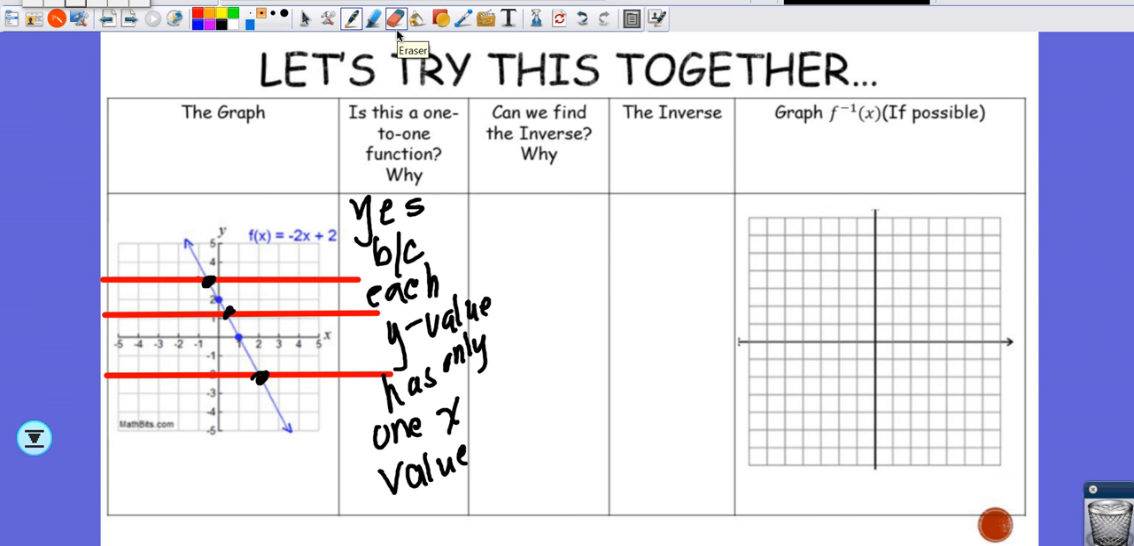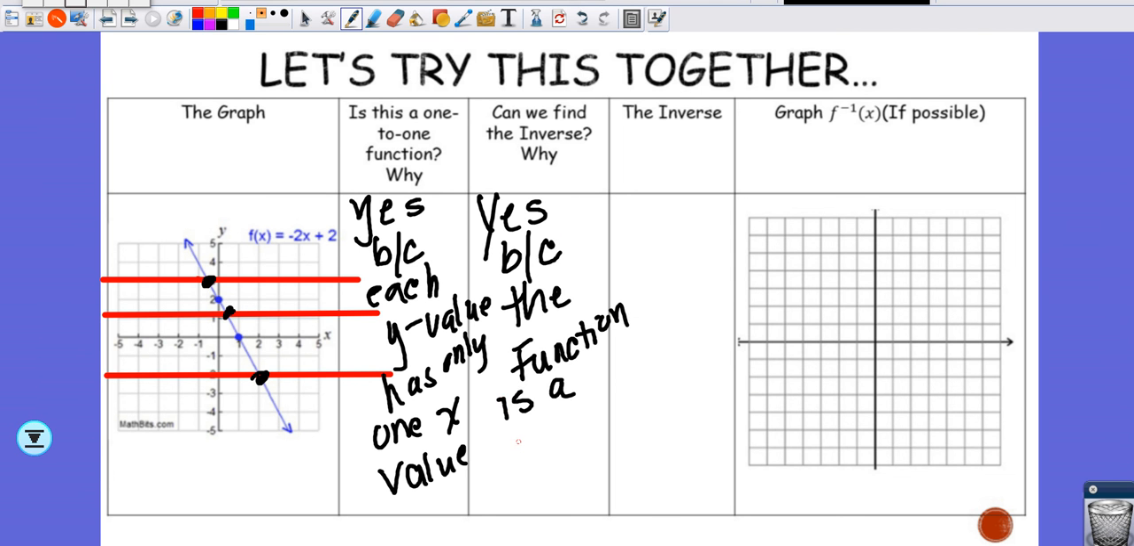So can we find the inverse? And we're going to say yes. We're going to find the inverse, and that is because the function is a one-to-one function. So we're good to go. And it says, if you can find the inverse, what would the inverse be? So in this case, we're going to need to take a couple of points off of this graph so that we can find the inverse.